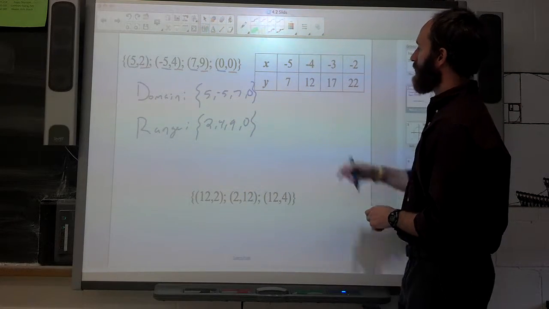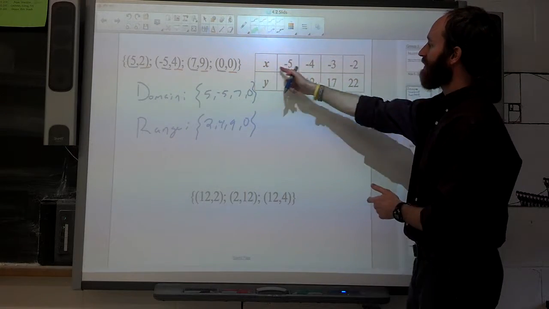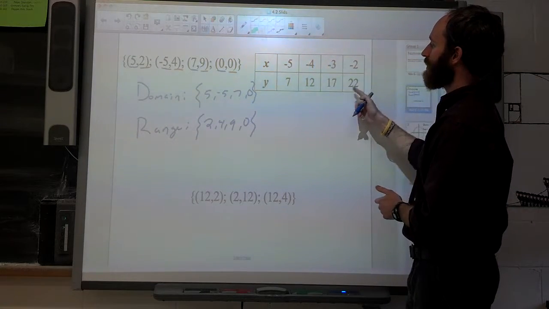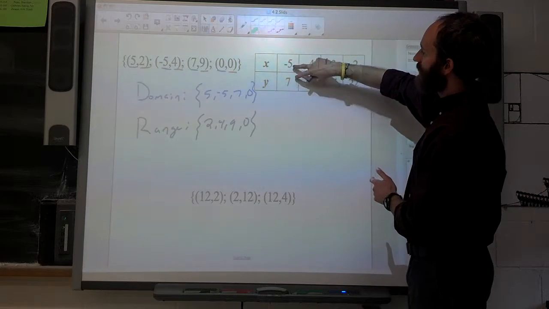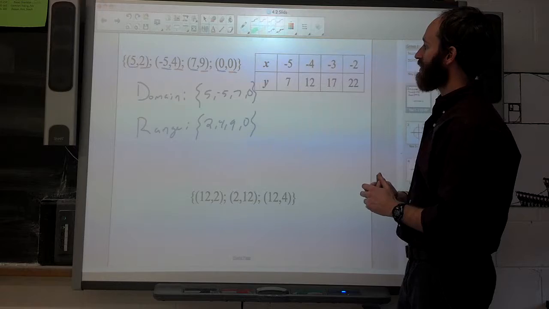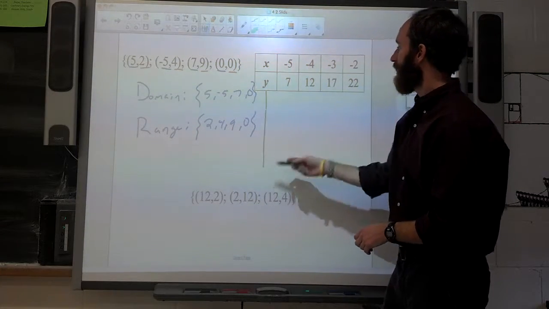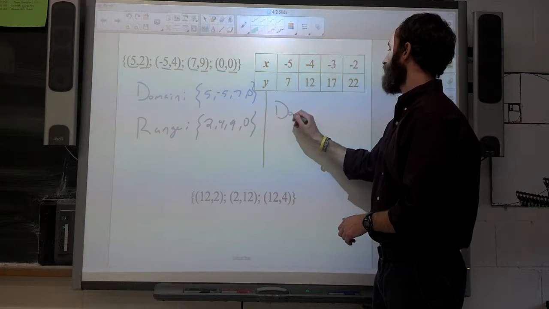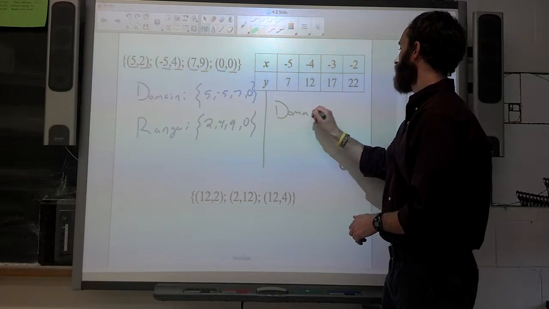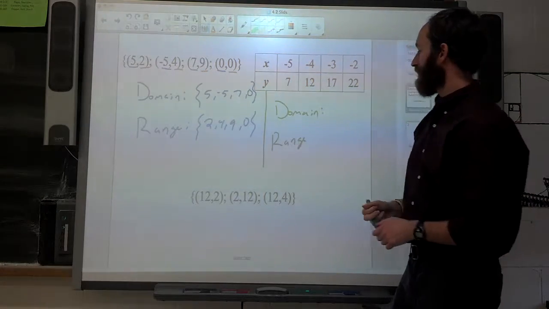The next example right here, we would see that we have labeled out as a table. X values, y values. These values, -5, 7, they go together. They're the coordinate point that you would see from there. So let's go ahead here and find the domain for this problem. Let's find the range. This was example number 2.